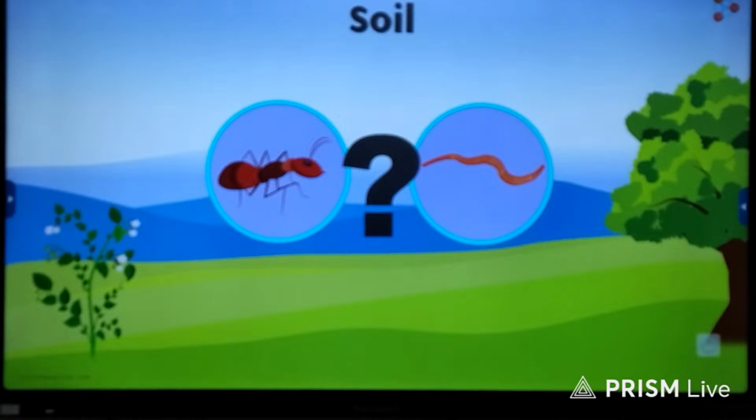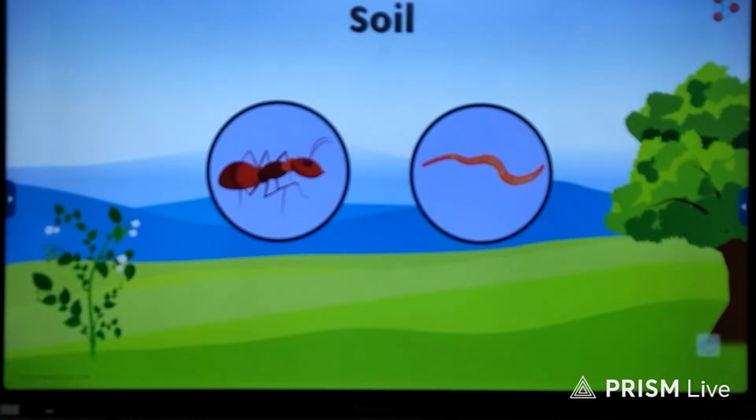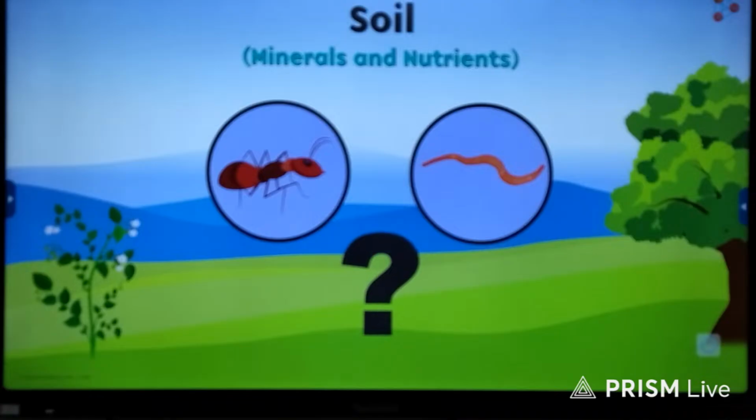And what about the rocks? We know that soil is also composed of rocks apart from minerals and nutrients. So where do the small creatures live amongst all these rocks?